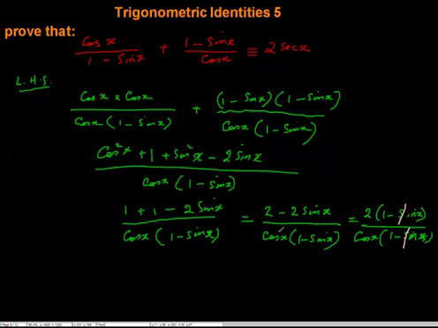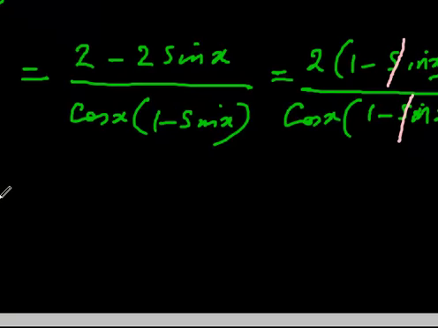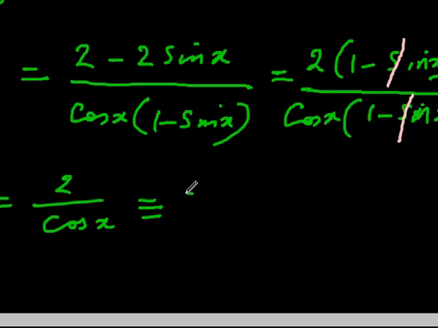It leaves me with 2 over cos of x, and we know that 1 over cos of x is the reciprocal, which is sec x, so that can be taken up as 2 sec x. Okay, that is my right hand side. That's what I need to prove. So you can look back and check, all I have done is I've tried to make denominators equal, then I multiplied numerators with the opposite denominator and simplified it.